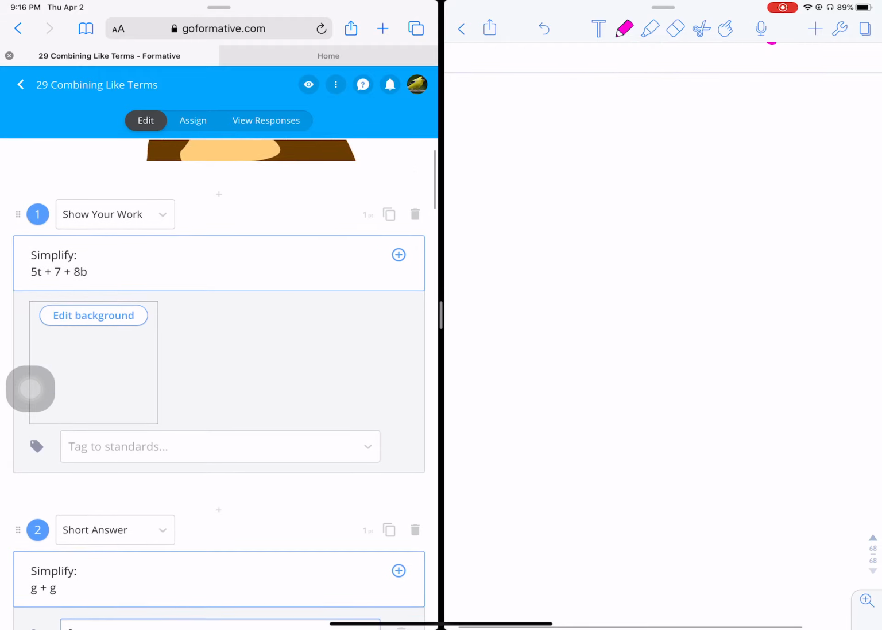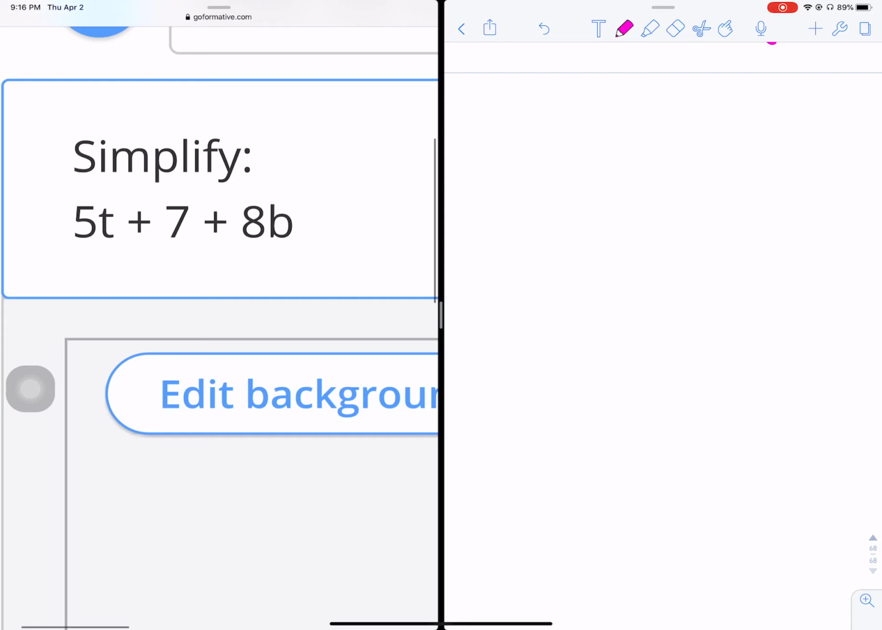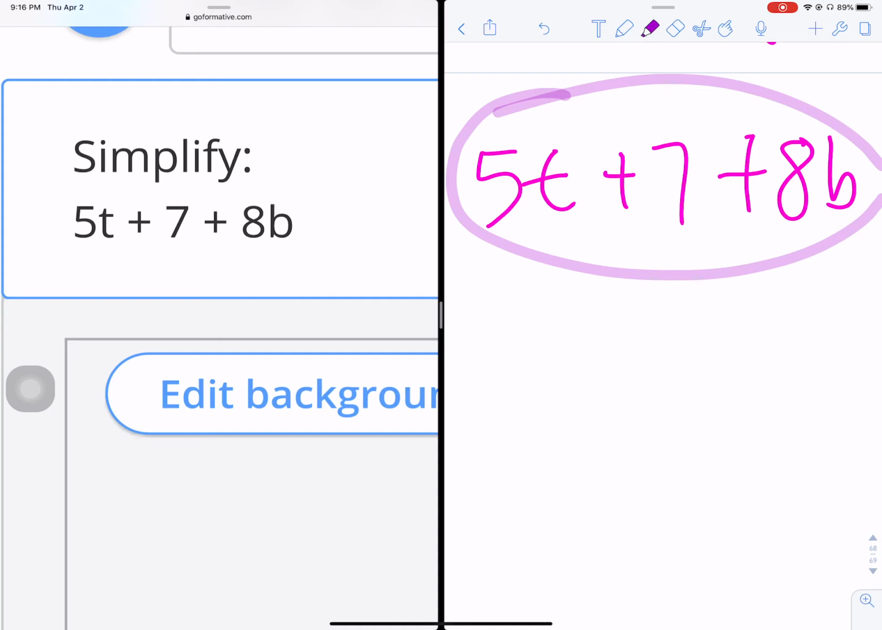All right, first one. Do you see numbers and letters? Yes, I do. Good. We're on the same page. Notice 5T and 7 do not go together at all, and 8B. And do you know why they don't go together? That's the question. We can't just add those together. At some point in your life, you would have guessed that all those go together. They don't. They do not go together.